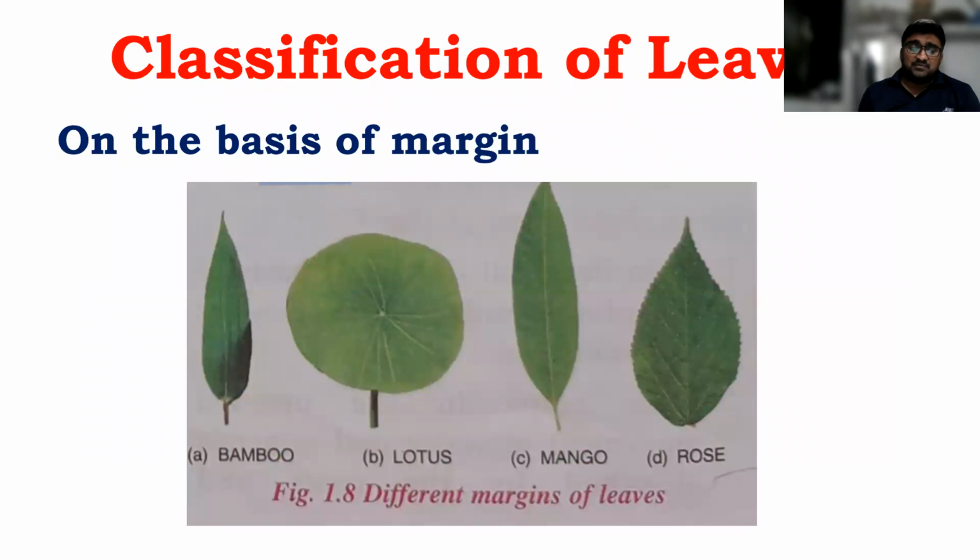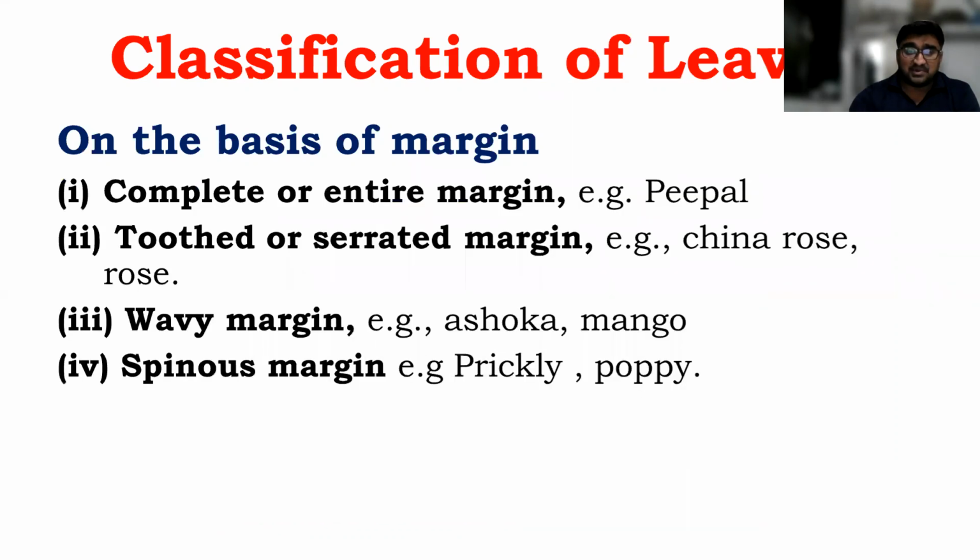Then the classification of leaves on the basis of margin. On the basis of the margins, leaves are classified into different types. Those leaves which have a complete or entire margin, for example the peepal plant. Just now we have seen the picture of the peepal plant. The margin is entire. Such leaves are known as complete or entire margin leaves.